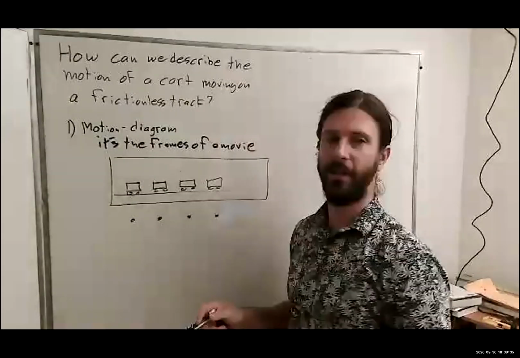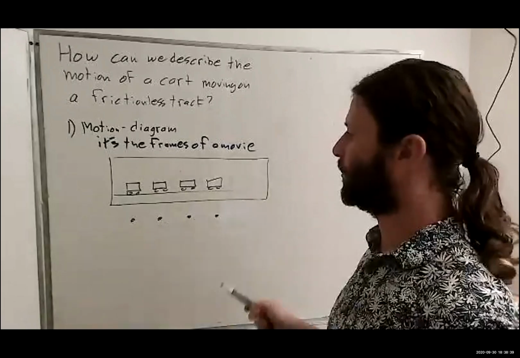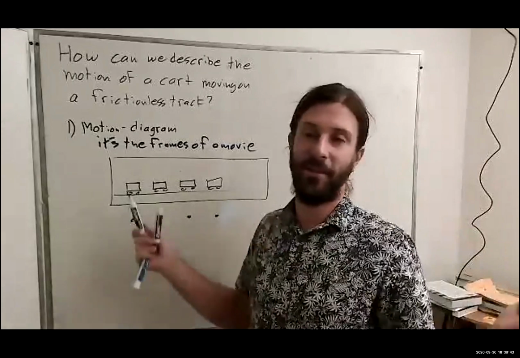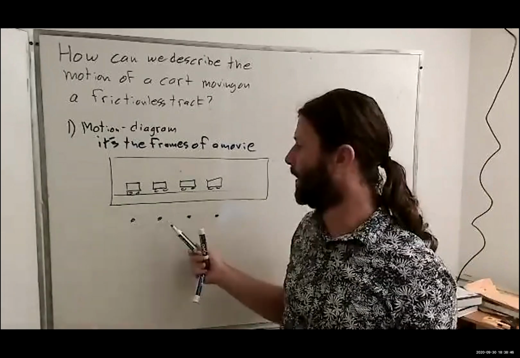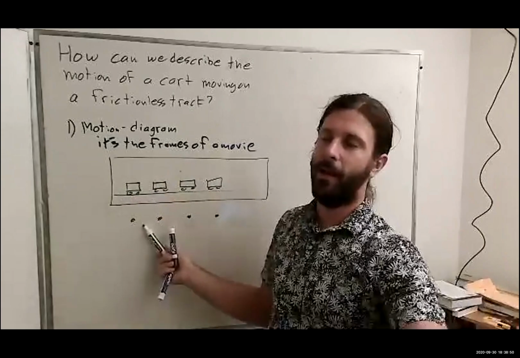Instead of drawing the cart or the spaceship over and over again, the book will just have dots. I think they call that the particle model, just because it's simpler. You can just look at these dots to see the motion. Now you lose something. I like the picture better.